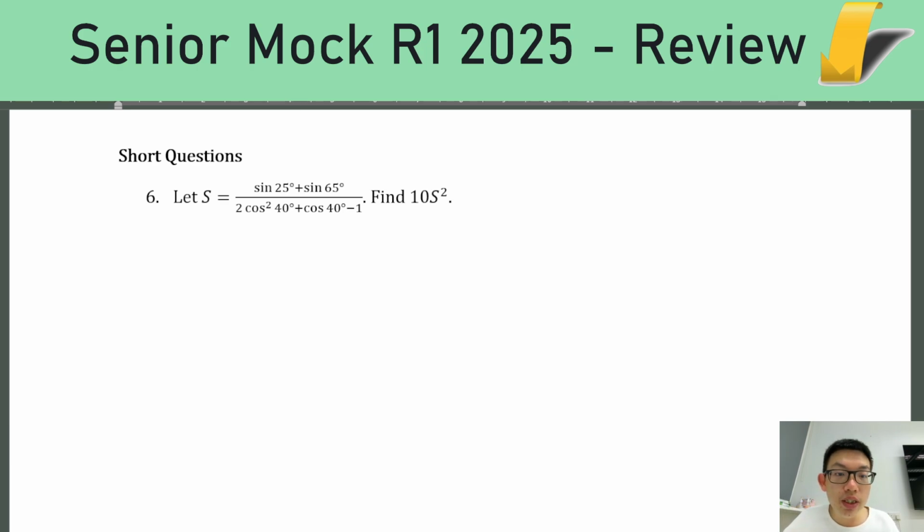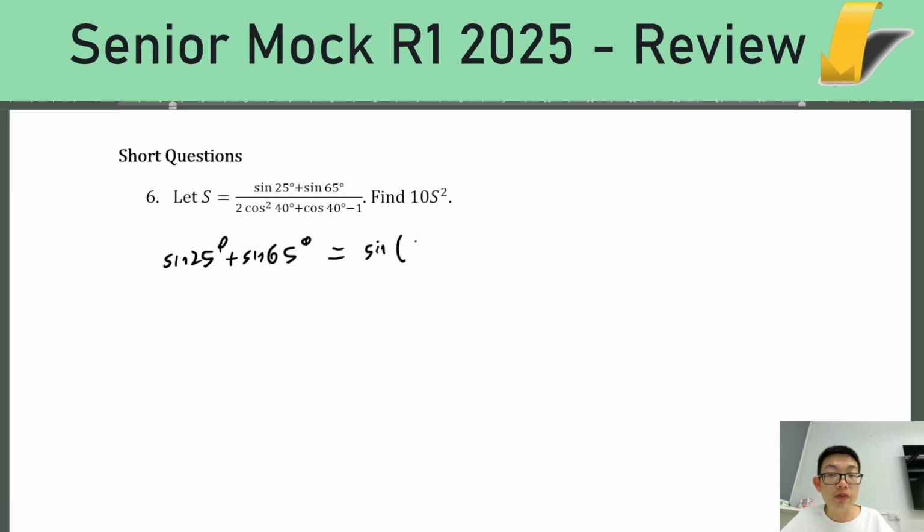Now, if you are looking here, obviously the bottom has all the 40 degrees appearing a couple of times. And the top has 25 and 65, which actually sum to 90. So we can make use of those as far as we can. You don't have to make use of everything, but make use of the niceness of it to determine which identities you want to use. Now, for the top part, you can either change sine 65 to cosine 25 and use your R formula, or you can just use the sum to product, which I'll use here.